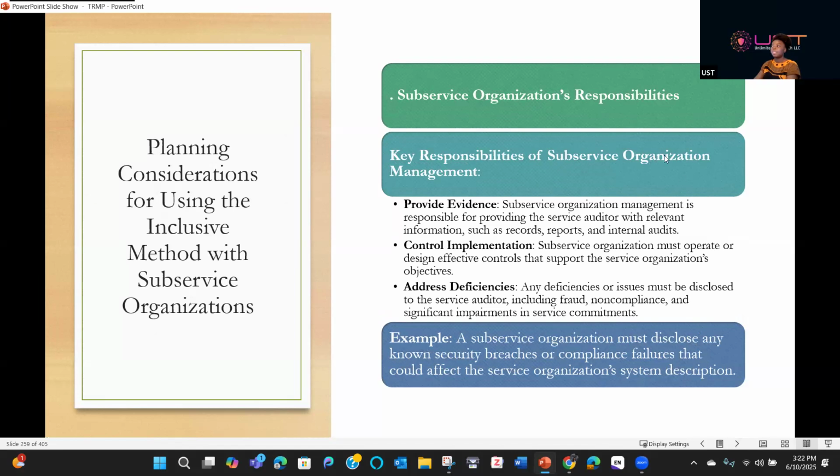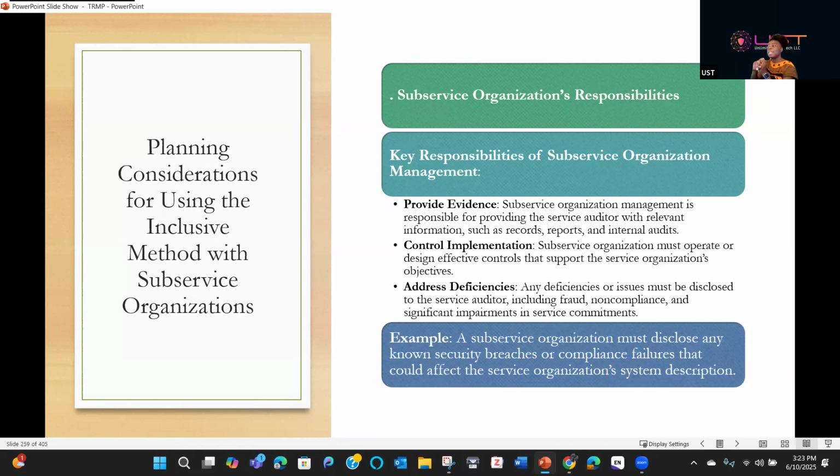Key responsibility of subservice organization management. First, they want to provide evidence if it has to do with an inclusive method. Remember, they'll need to be able to provide that evidence to show that their controls are operational. And it says subservice organization management is responsible for providing the service auditor with relevant information such as records, reports, as well as internal audits, right? What of the implementation? They also need to make sure that controls, as I said, have been implemented and have been effective or operational.